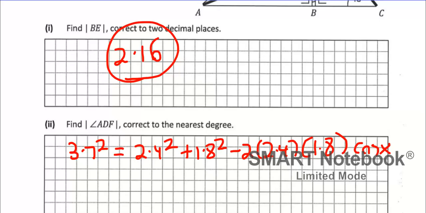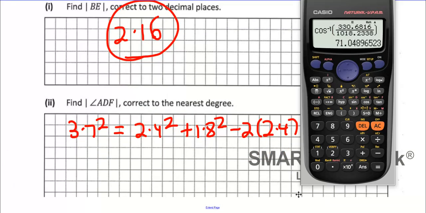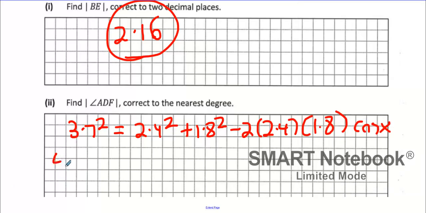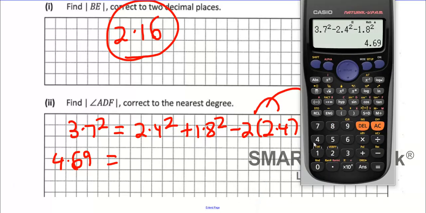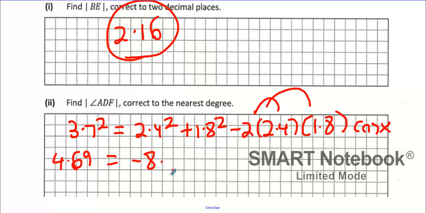second. Now, what we're going to do here, guys, is I'm going to get your 3.7. I'm going to take away the 2.4. I'm going to take away the 1.8. And I'm going to get 4.96, or sorry, 4.69. Then I'm going to multiply this part out, which is 4.8 times 1.8. And I'm going to get 8.64, but it's minus 8.64 cos x.